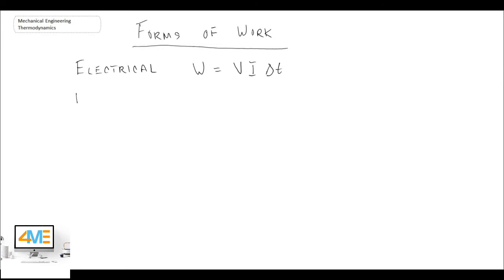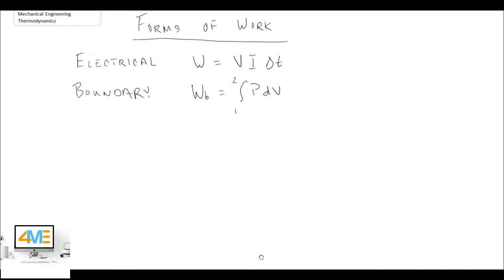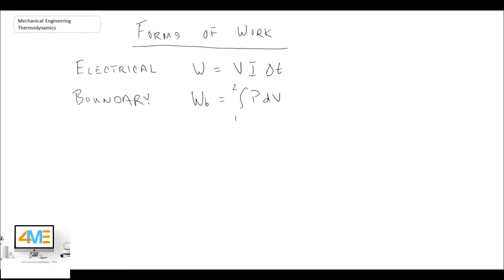Another form of work that we have is boundary work. Work at the boundary is expressed as the pressure at which the boundary is moving multiplied by the change in volume. We integrate this because the pressure could change as a function of the change in the volume. So that is referred to as boundary work. We also have gravitational work.